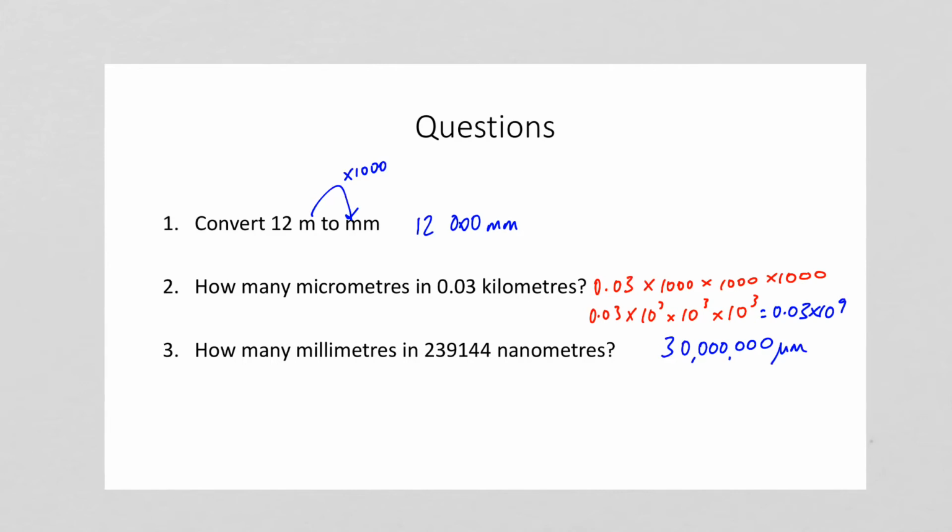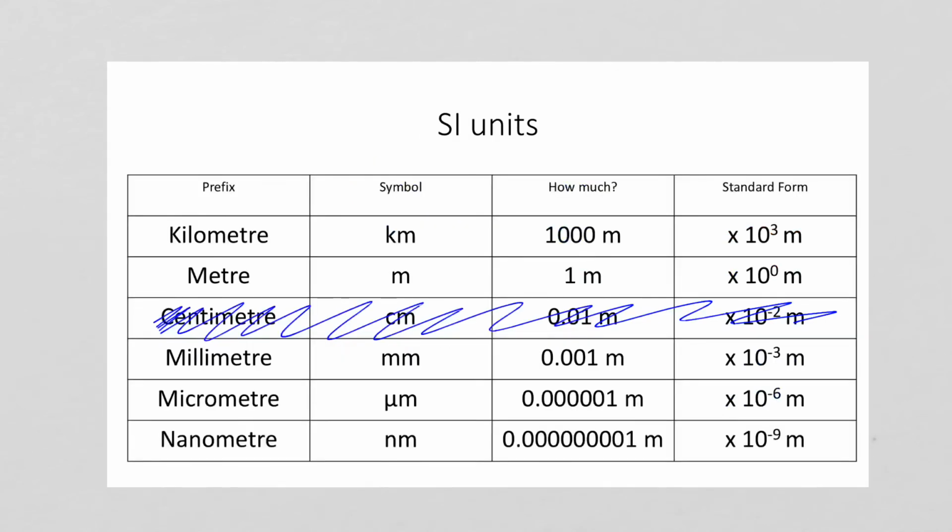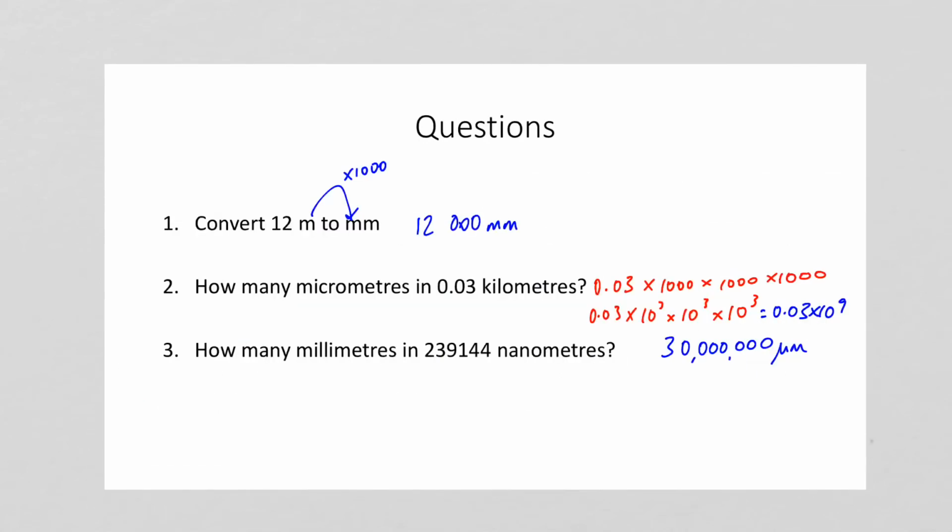Last one, how many millimeters in 239,144 nanometers? This time we're starting with nanometers. We want to get to millimeters. We know if we go up, we need to divide by 1,000 each time. So to go from nano to micro, we divide by 1,000. To go from micro to milli, we divide by 1,000. So it's going to end up being 239,144 divided by 1,000 and then divided by another 1,000.